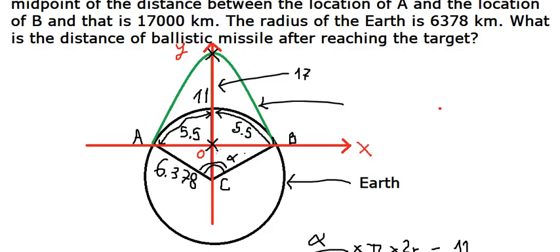Now we want to find the length from O to C. After we find OC, we can calculate the length from O to the peak, because we just use the radius minus OC to find this length in here. And we sum with 17 in here. So you got the distance from the peak to O.